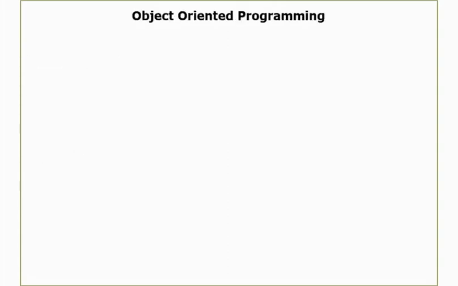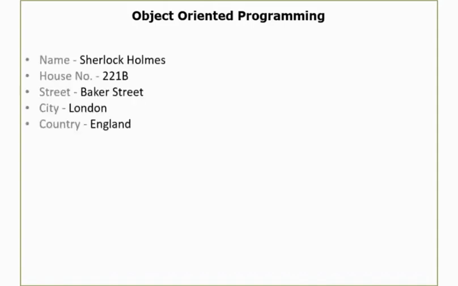Now let me talk about object-oriented programming, and VBA is one of the object-oriented programming languages. If you have not heard this word before or this terminology before, do not worry. Let me take a very simple example to show what is object-oriented programming. Let's say that I want to send a package to one of my favorite fictional characters, Sherlock Holmes. So I have the name and I have the address. The house number is 221B Baker Street, the city is London, and it's in England.